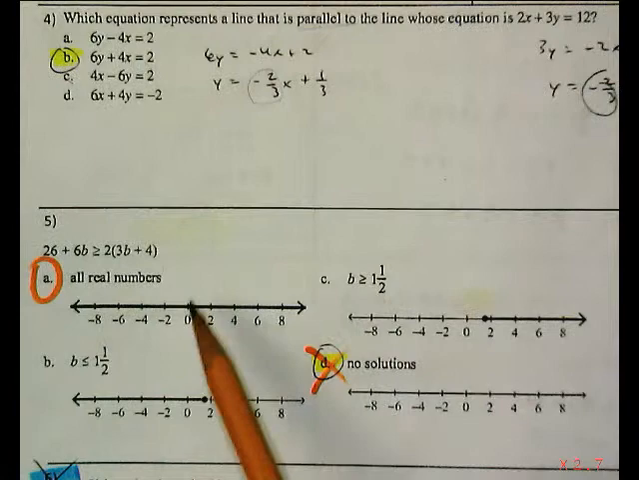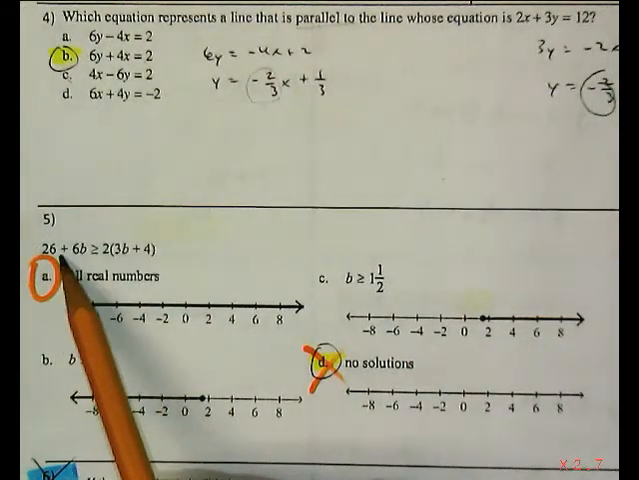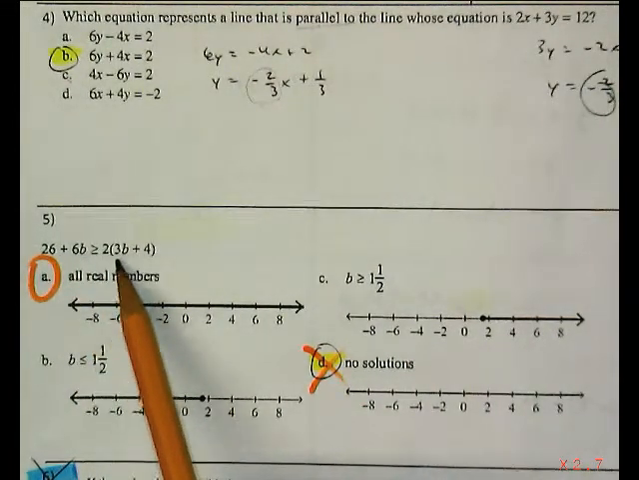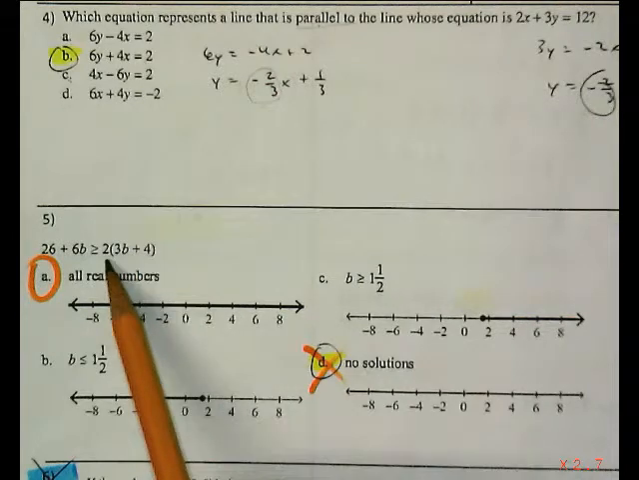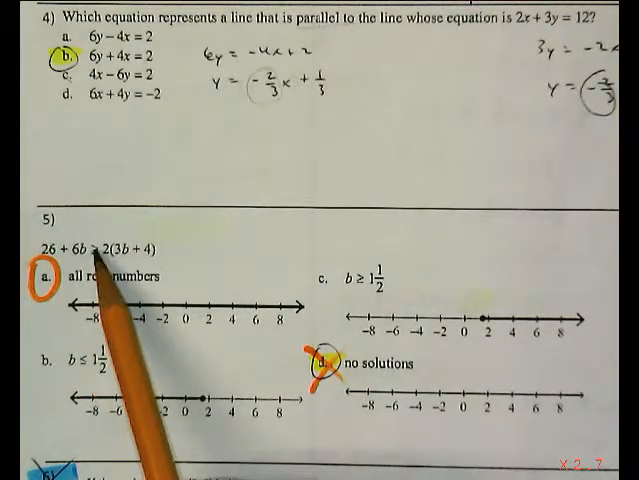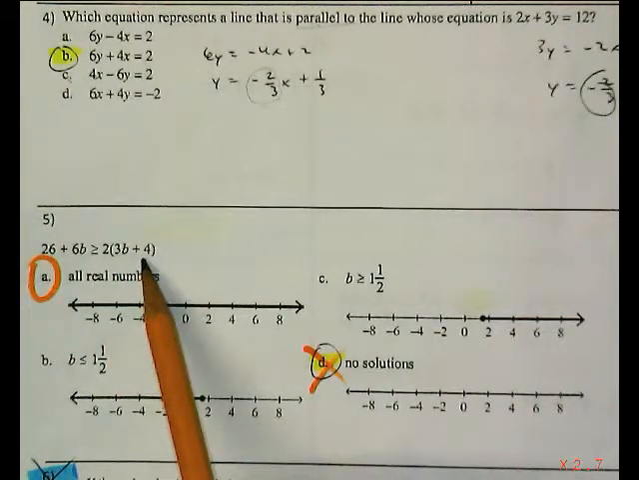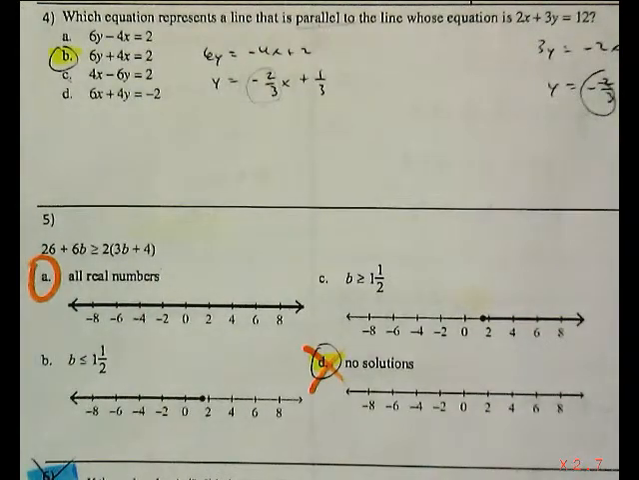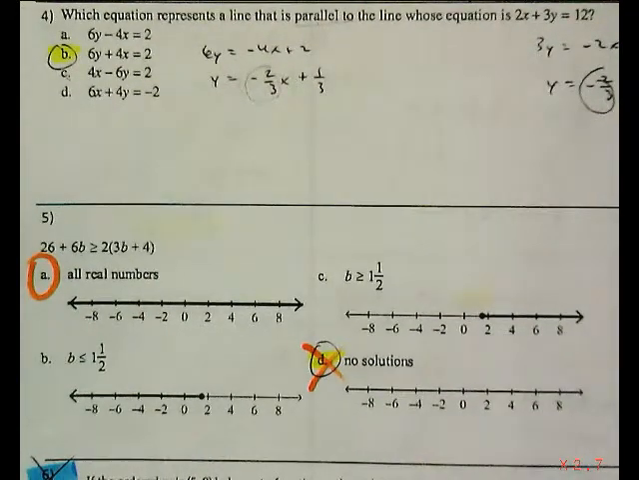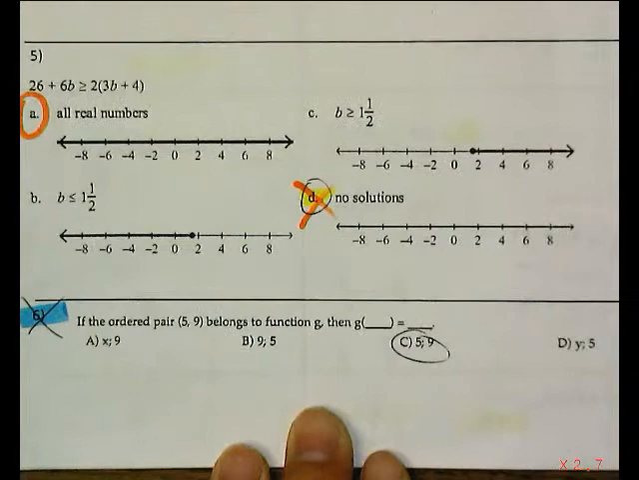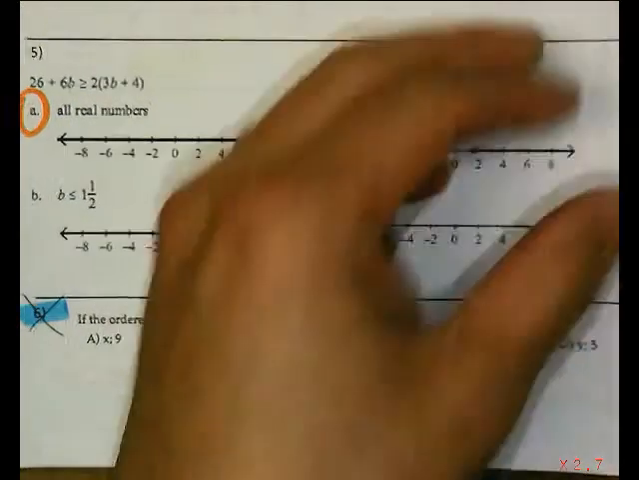For example, if I pick 0, 26 plus 0, 0 times 3, or 4, so you have 26 is greater than or equal to 8, and that's true. And you can pick any ordered pair and it'll be the same. Number 6 you were supposed to cross off because that's the same question as 12.